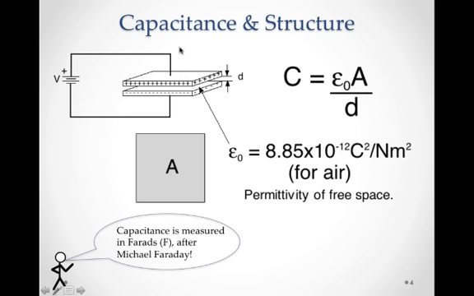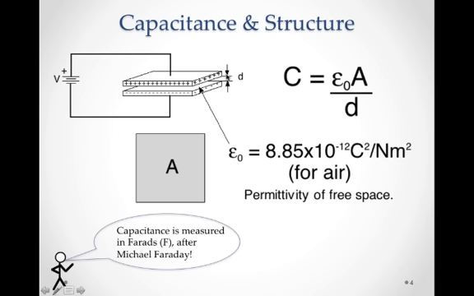Next, let's take a look at the structure of a capacitor here, and how much capacitance is created based on this structure. It should only make sense that if the plates are larger, there's more surface area, so there will be more charges that can be pulled off of the plate, and therefore more charges drawn onto the lower plate. So the greater the surface area, the greater the capacitance.